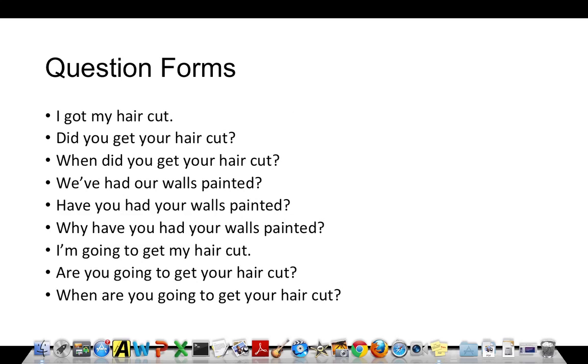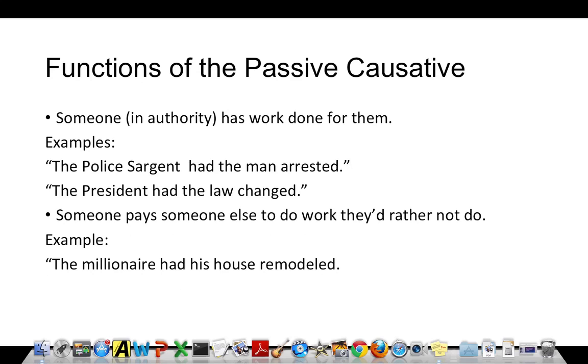Okay, easy enough. Let's look at the functions of the passive causative. In this use of this grammar, someone, usually in authority, has work done for them. So, for example, the police sergeant had the man arrested, or the president had the law changed. Here, someone usually pays someone else or uses their power to get someone else to do work they'd rather not do. Another example might be the millionaire had his house remodeled.